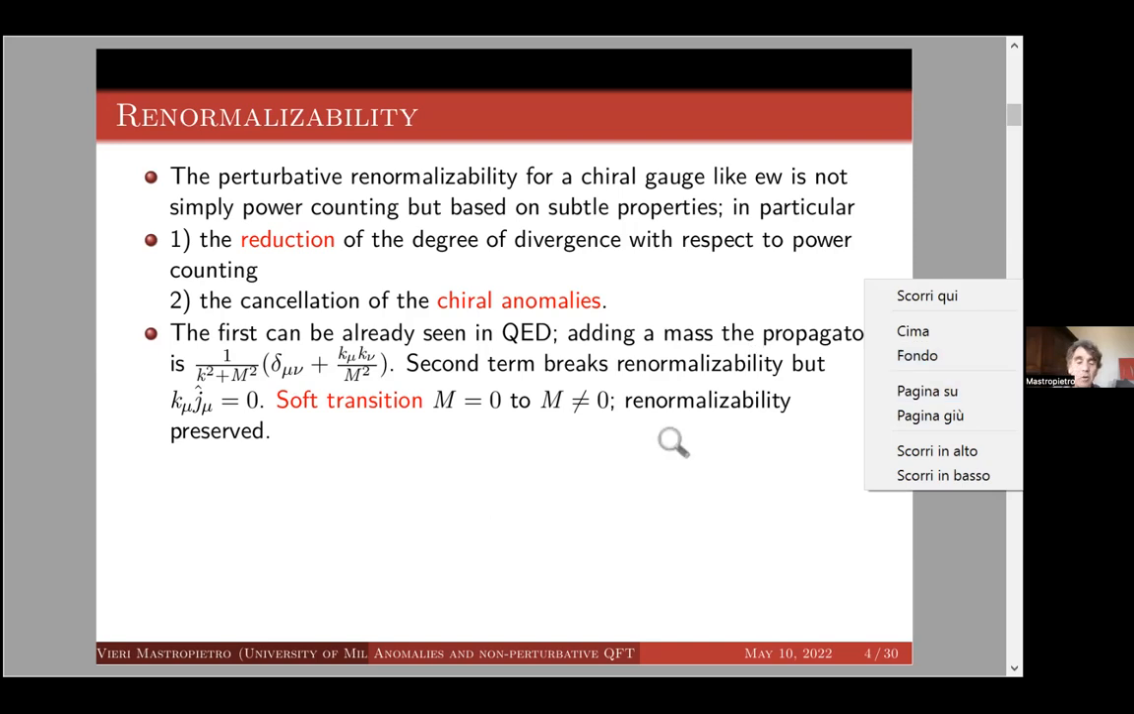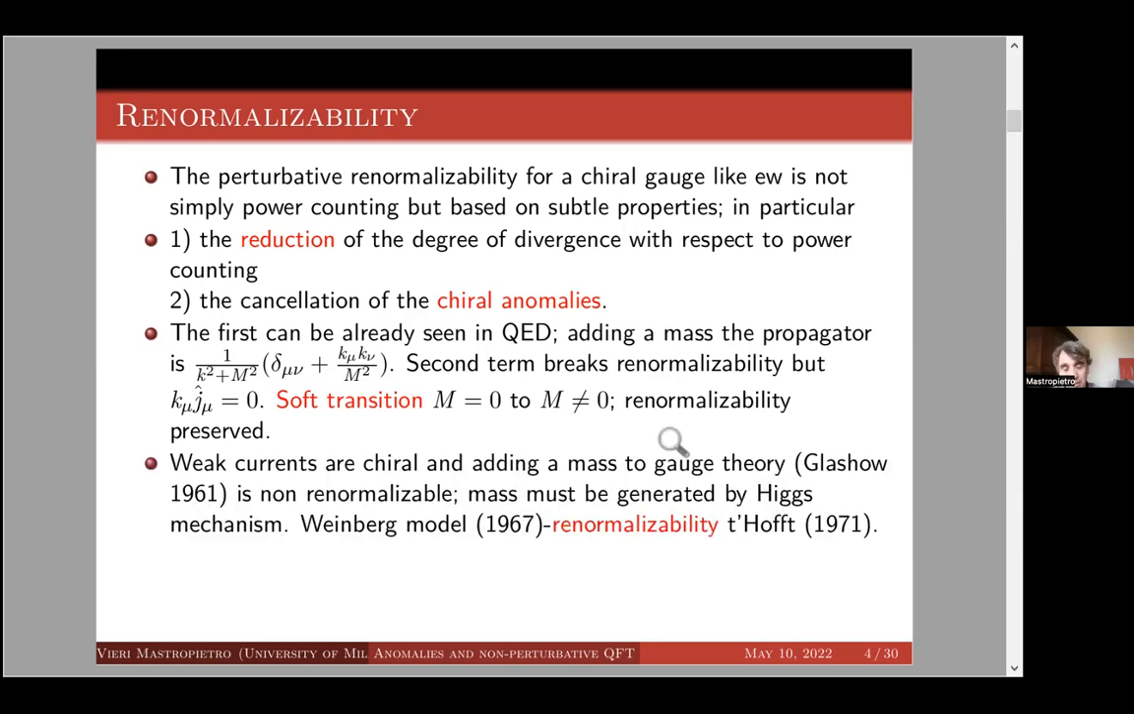A similar but much more complicated argument is in the electroweak theory. In the electroweak theory, you cannot use this argument. It's not soft, because the mass of the electrons breaks the chiral symmetry. So you need the Higgs mechanism. If you add the mass to the gauge theory, you have what is called the chiral model, which is not renormalizable. So one needs the Higgs mechanism: the mass must be generated without breaking the symmetry. And then you get the Weinberg model, and then you can prove order by order renormalizability. It was done by 't Hooft in '71. But it's an argument similar but more complicated.